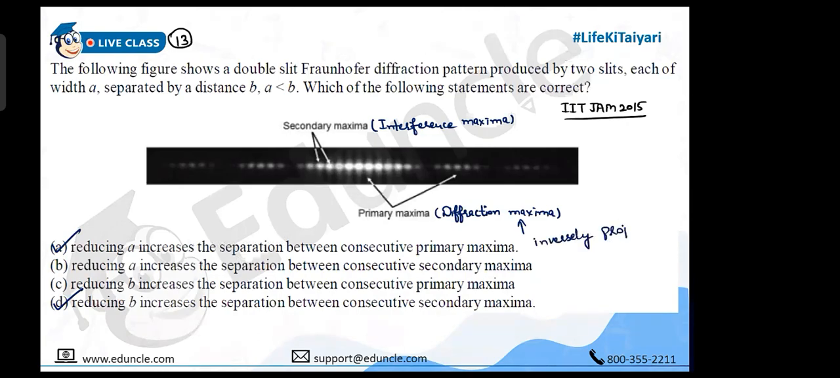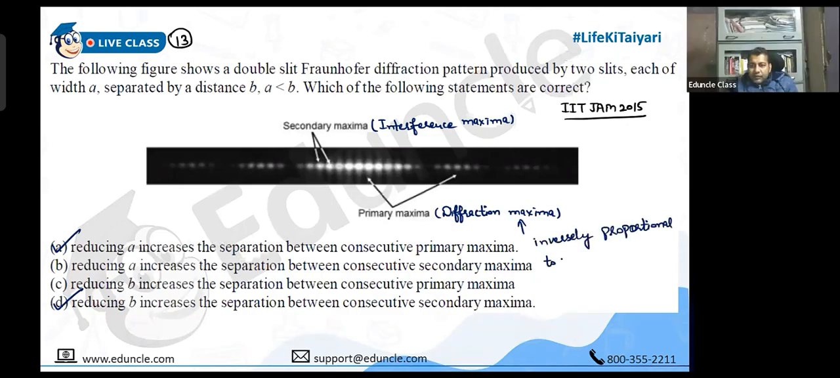So it means if I reduce the slit width, that is given to be A, it will increase the width of the primary maxima. That is the separation between the consecutive primary maxima. So hence A option is correct. And now what about interference maxima?